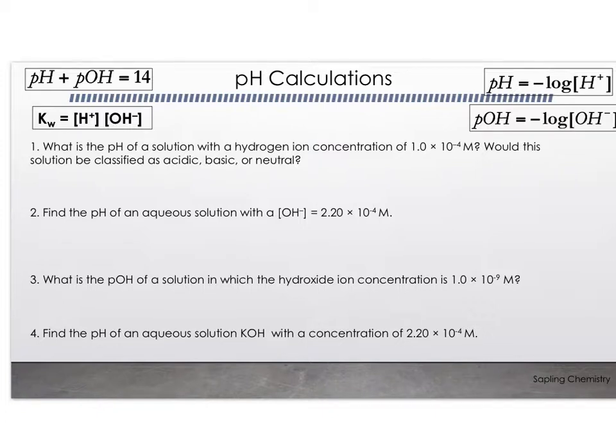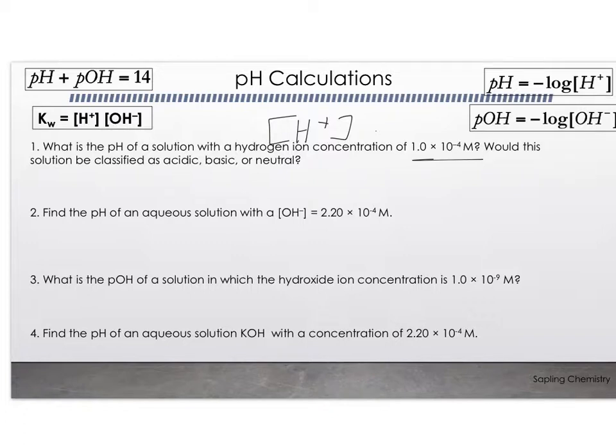The first one is asking for the pH of a solution that has a hydrogen ion concentration. Our hydrogen ion is an H+, with the brackets around it, and that's going to directly relate to the concentration or molarity. And would this solution be classified as acidic, basic, or neutral?